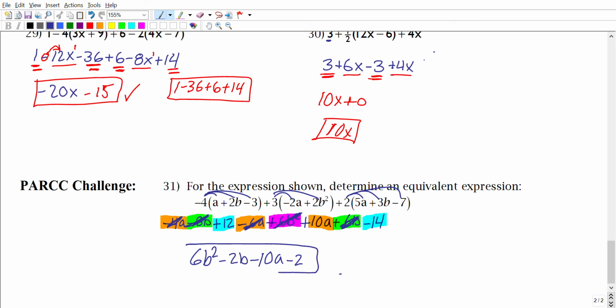So yet again, guys, we have distributed, combined like terms, and combined them in an order that allowed us to go ahead and go straight to standard form, from biggest exponent to smallest exponent.